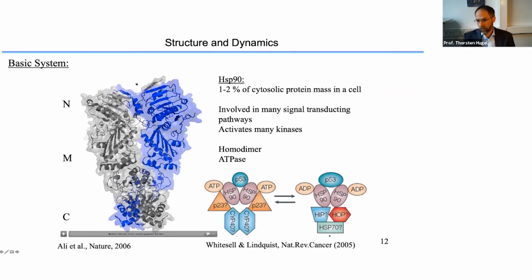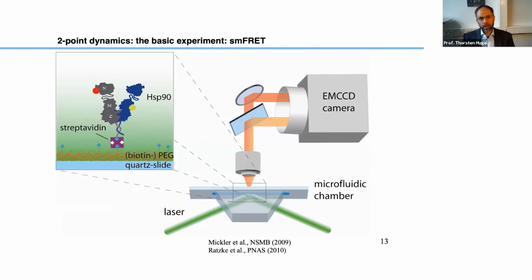But it never works on its own. It always works in complex with other proteins. One, for example, is P53, which is called the guardian of the cell. A very important protein, also involved in cancer. So a lot of studies going on there. And so what we were interested in, already 10 years ago to start, was the dynamics of this protein.